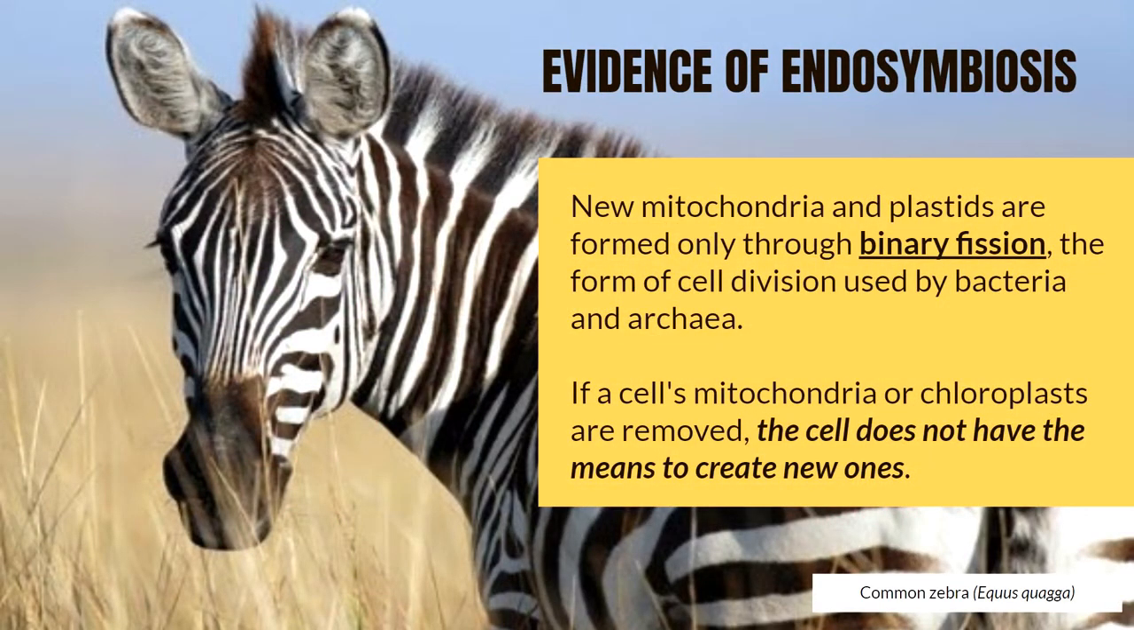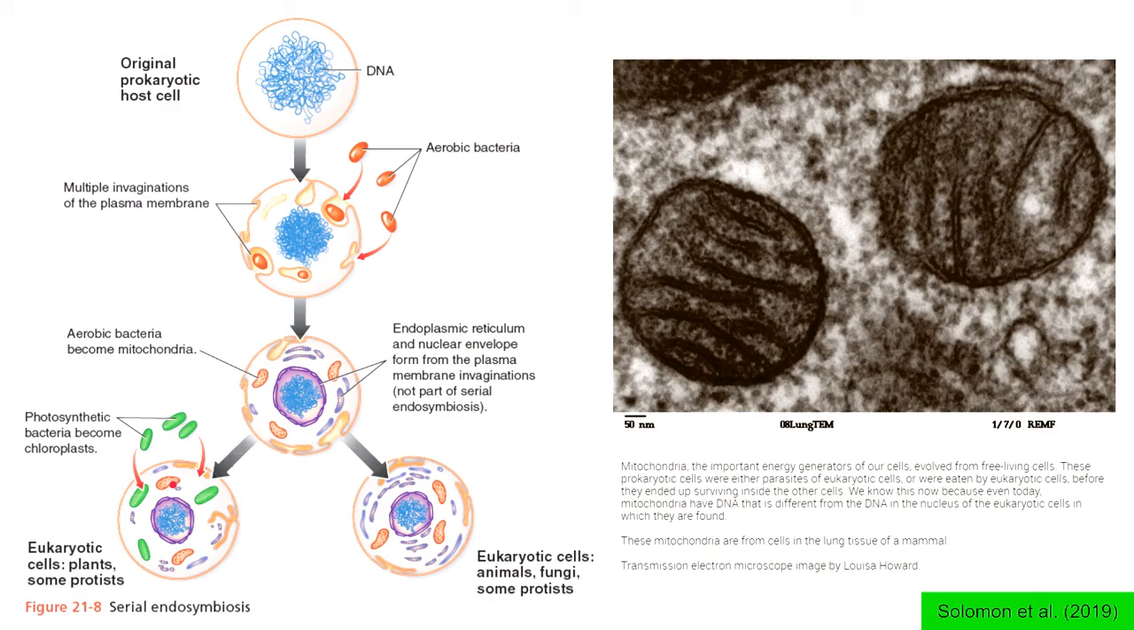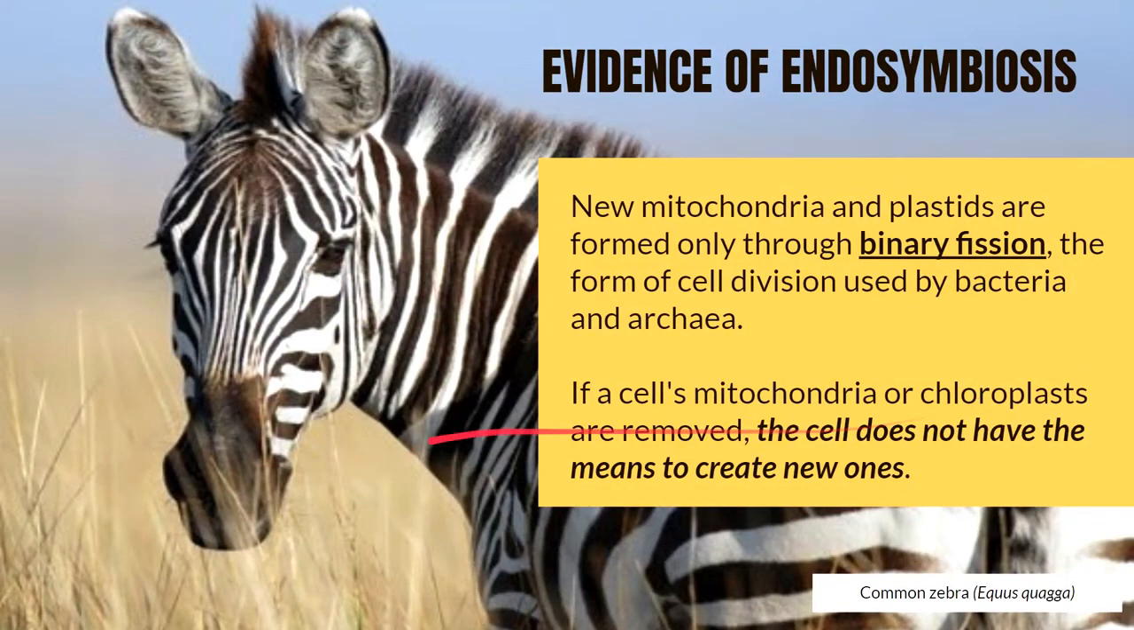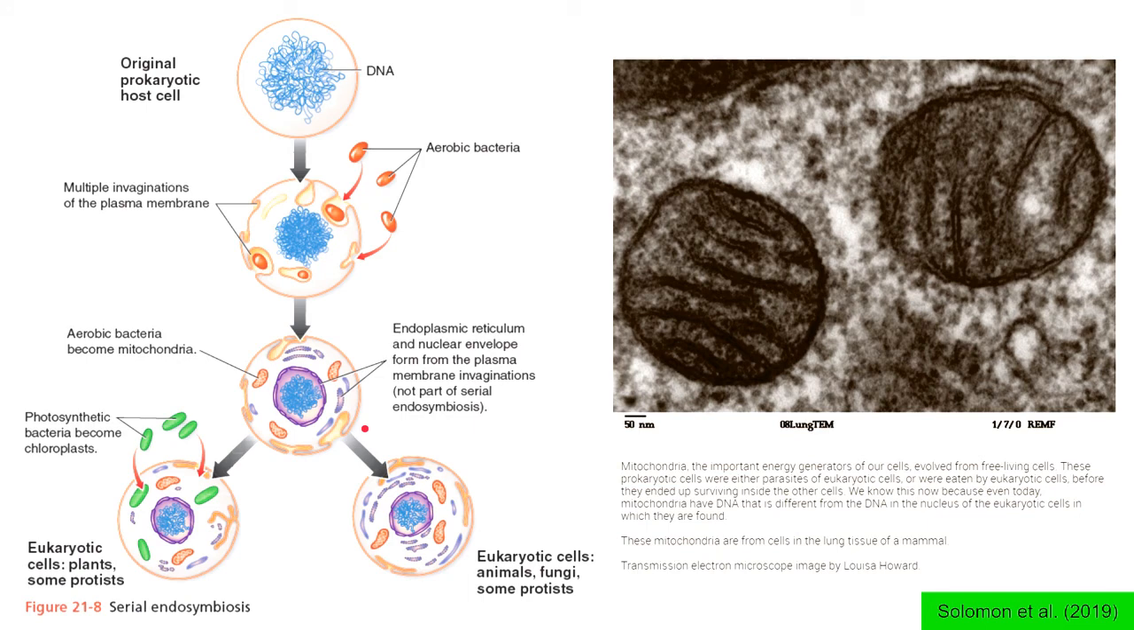Another evidence of the endosymbiotic theory is that new mitochondria and chloroplasts are formed only through binary fission. If you still remember, binary fission is an asexual type of reproduction performed by prokaryotes. This is a form of reproduction used by bacteria and archaea. So they say through experiments that if you remove the mitochondria of a cell, that cell cannot make another mitochondrion. If you remove the chloroplast of that cell, the cell cannot make its own chloroplast.